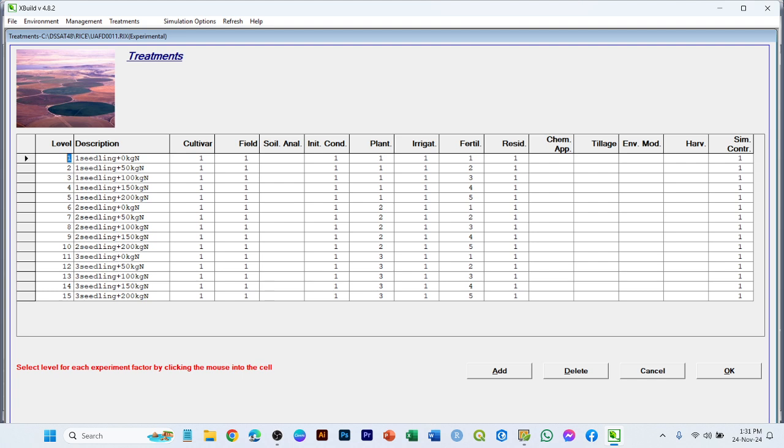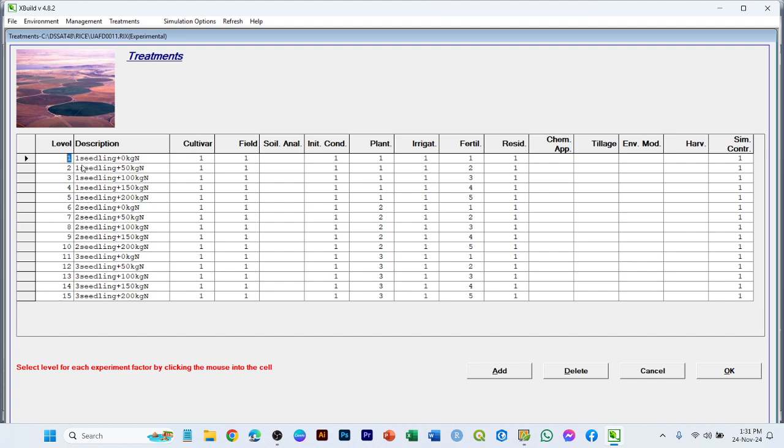Yes, if you want to, for example, first let me complete, then I will show you. Otherwise, it might waste all the things. So next, what you have done right from environment till management chemical application will definitely appear in your treatments. Okay? So this is the complete picture of the experiment that you have done right from initial condition up till now.